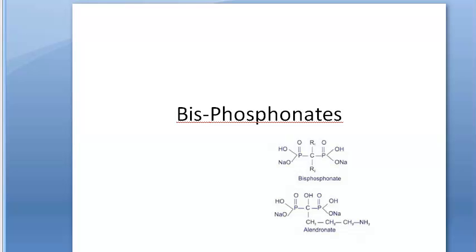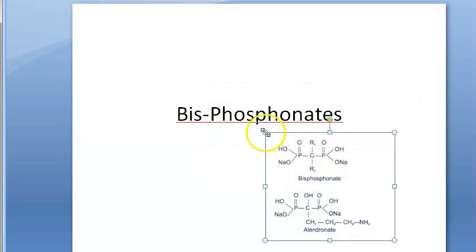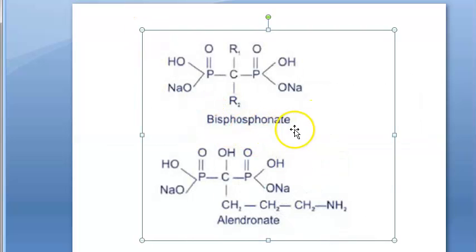Hello people, in this video let us look at bisphosphonates. Actually it's not biphosphonates, it's bisphosphonates. Not sure why they put an S here. It could have easily been a biphosphonate, but it's a bisphosphonate. Look at the structure here: you have two phosphorus and some side chains. So this is the generic structure of bisphosphonate.